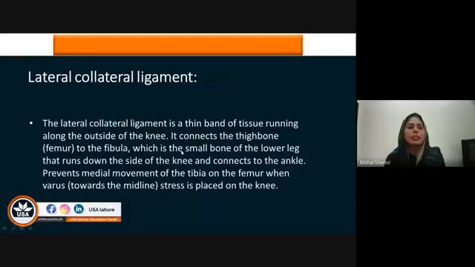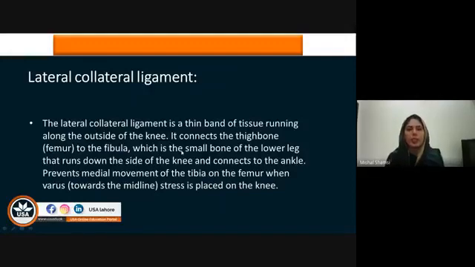The next ligament is the lateral collateral ligament. The lateral collateral ligament is a thin band of tissue that is running along the side of the knee, and that is present on the lateral side. So it means that it connects the thigh bone, or femur, to the fibula that is present on the lateral side. And we know that the fibula is a smaller bone as compared to the tibia of your lower leg.